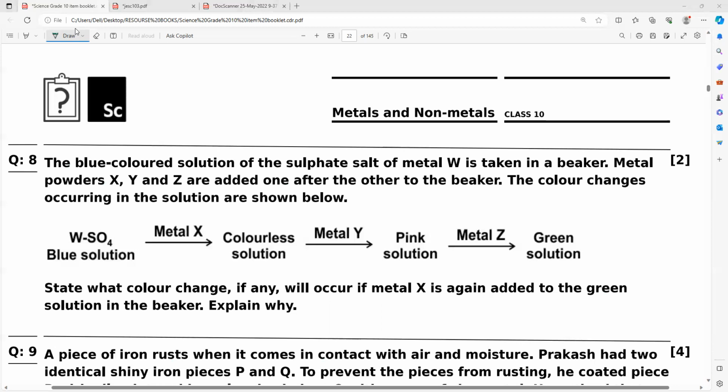The blue colored solution of the sulfate salt of metal W is taken in a beaker. Definitely it is a blue color solution, which means it is copper sulfate. Next, metal powders X, Y, Z are added one after the other to the beaker. The color changes occurring in the solution are shown below. If I add metal X, it will turn into a colorless solution. If I add metal Y, it will turn into a pink solution. If I add metal Z, it will turn into a green solution.